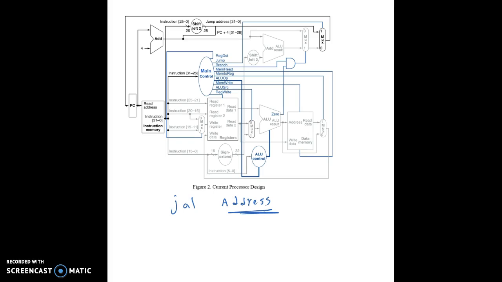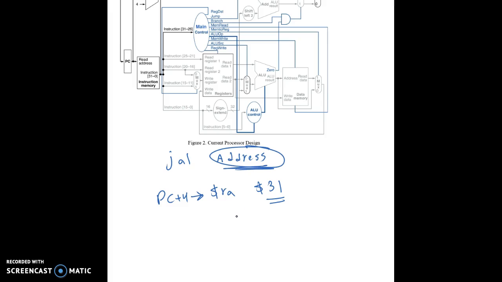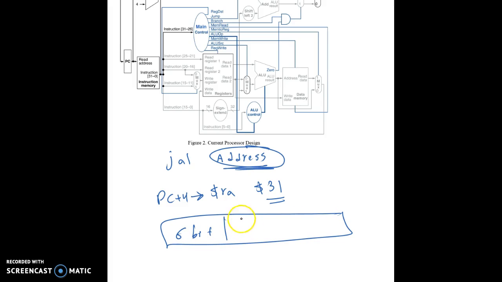The only difference is that after jumping, PC+4 is then stored in register RA or register number 31. So again, basically you jump to this address and then you store PC+4 into RA. So jump and link uses the J instruction format, which is basically 6 bits in the opcode and 26 bits in the jump field.